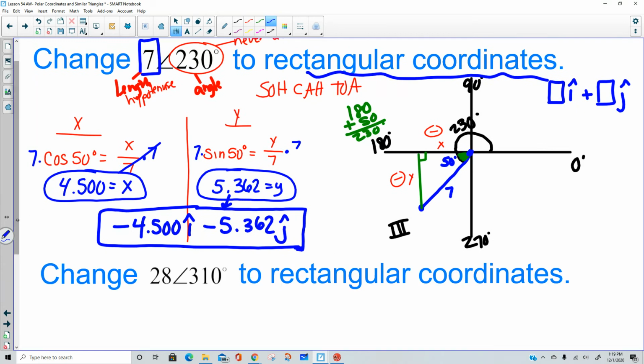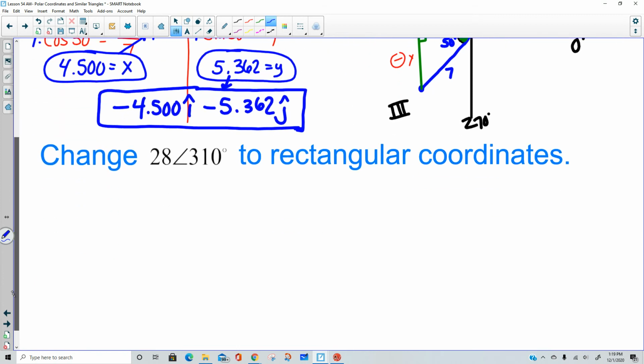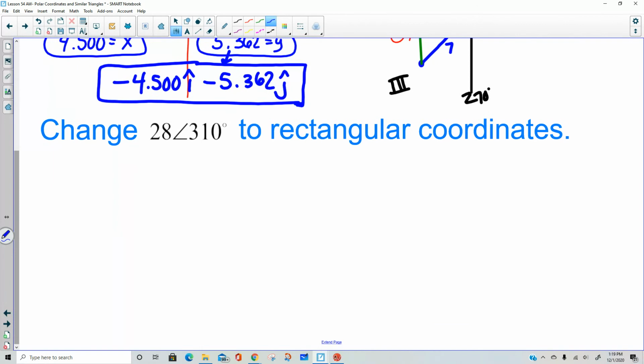One more. You guys liking this? It's pretty cool, huh? Hopefully you're taking some good notes. This is the last one. Okay, our polar coordinates are 28 at 310 degrees. We're going to change that to rectangular coordinates.